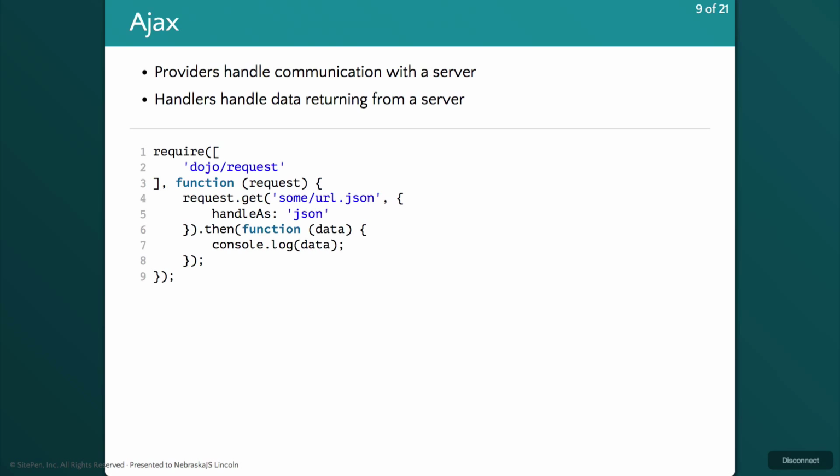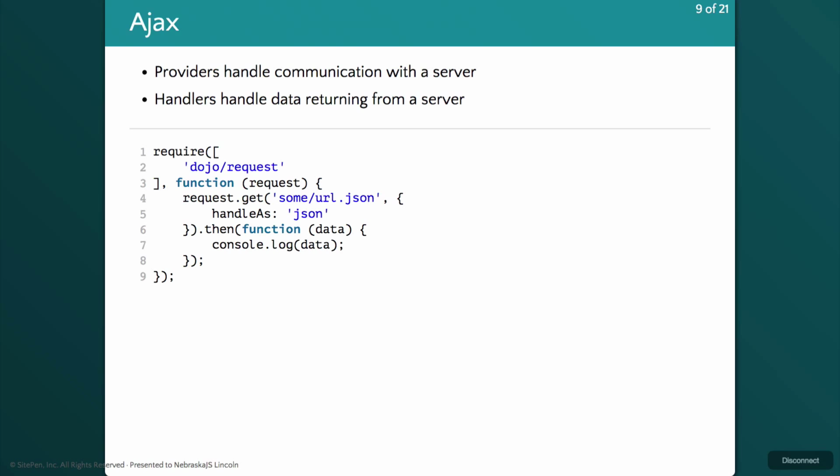The handler would be handling the data that's coming back from the server and processing it in some way. So we're telling it to handle it as JSON, and so it'll automatically just parse that out, give us a JSON object or a JavaScript object that we can use. The other one is the provider, and that's how we actually communicate with the server, whatever that may look like.